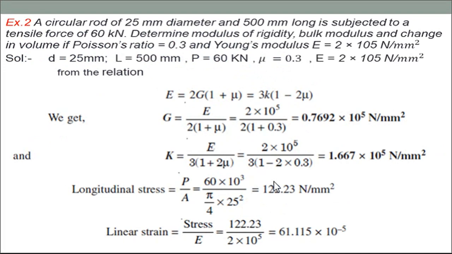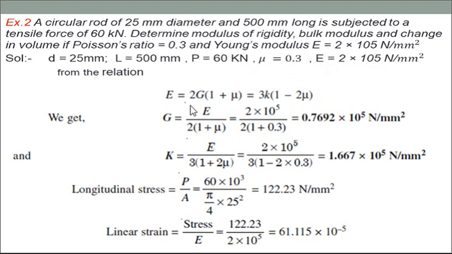A circular rod of 25 mm diameter and 500 mm long is subjected to a tensile force of 60 kN. Determine the modulus of rigidity, bulk modulus, and change in the volume, if Poisson's ratio is 0.3 and Young's modulus E is given. So in this, D is equal to 25 mm, the diameter of the circular rod cross section, length is 500, P is 60 kN tensile load, and mu, Poisson's ratio, and modulus of elasticity are also given.